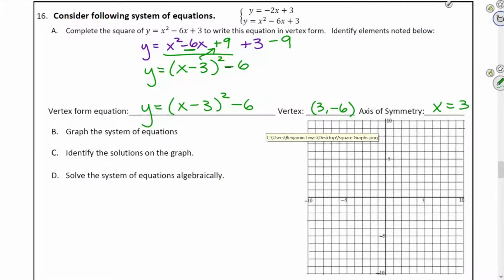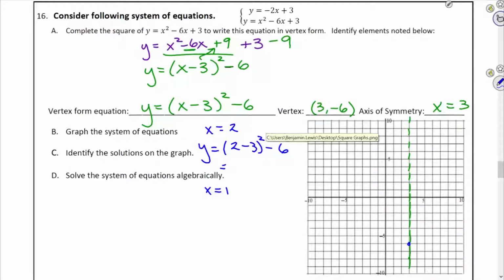So let's do some graphing. My axis of symmetry is right here at x equals 3. Okay, my vertex is at the point 3, negative 6, right here. And let's plug in some points. Let's plug in x equals 2 and x equals 1. If I plug 2 into this equation, I have y is equal to 2 minus 3 squared minus 6.